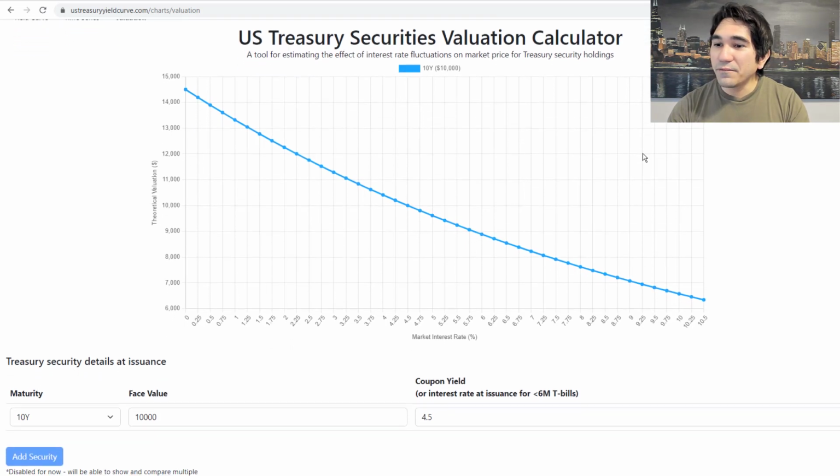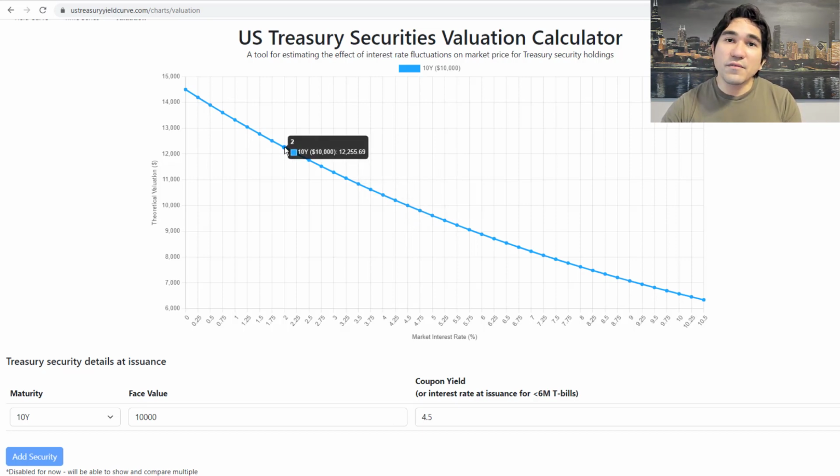So here's basically what the feature does. You have a bond, or in this case, a U.S. Treasury, that has a coupon payment that it pays, and it has a face value that you get at the end of the bond maturity. What I want to do is calculate what the impact of an interest rate shift would be on the value of this security. So let's say, for example, you buy a 10-year treasury here at a coupon yield of 4.5%. Let's say interest rates go down to 2%.